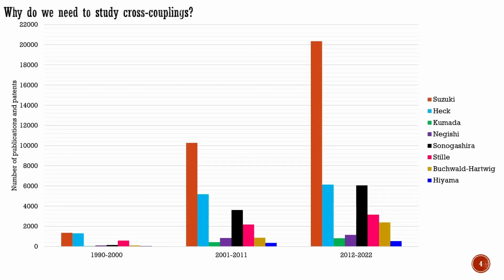This chart shows the number of publications and patents on the most common cross-coupling reactions over the last 3 decades. Color codes are used to differentiate the name reactions from each other, as depicted on the right side of the chart. For instance, the columns in dark orange show the number of publications on Suzuki coupling, while the black columns indicate the publications on Sonogashira coupling.